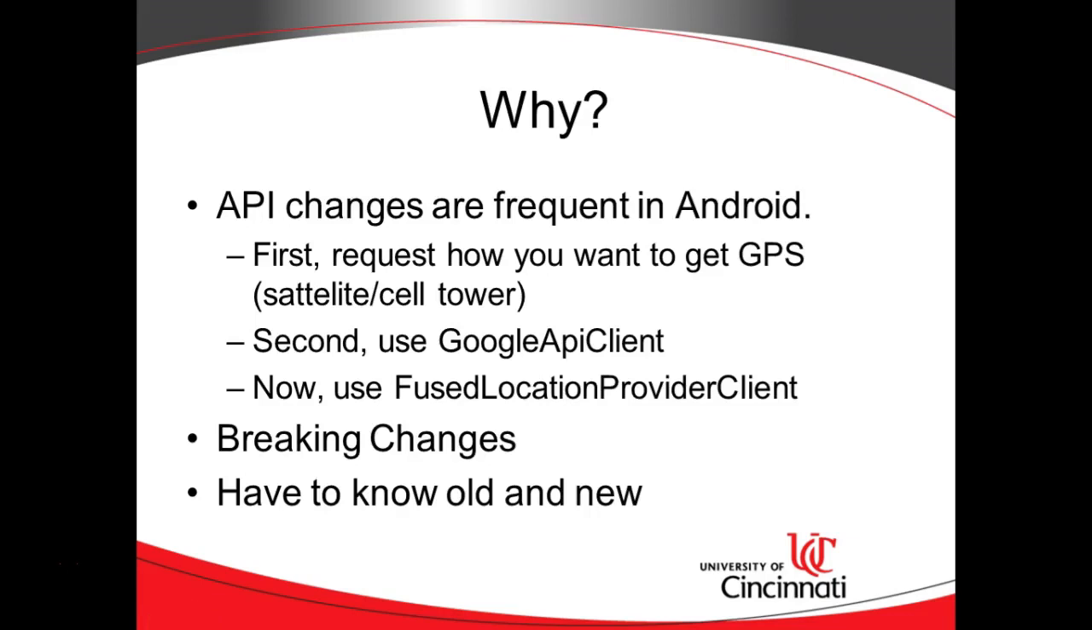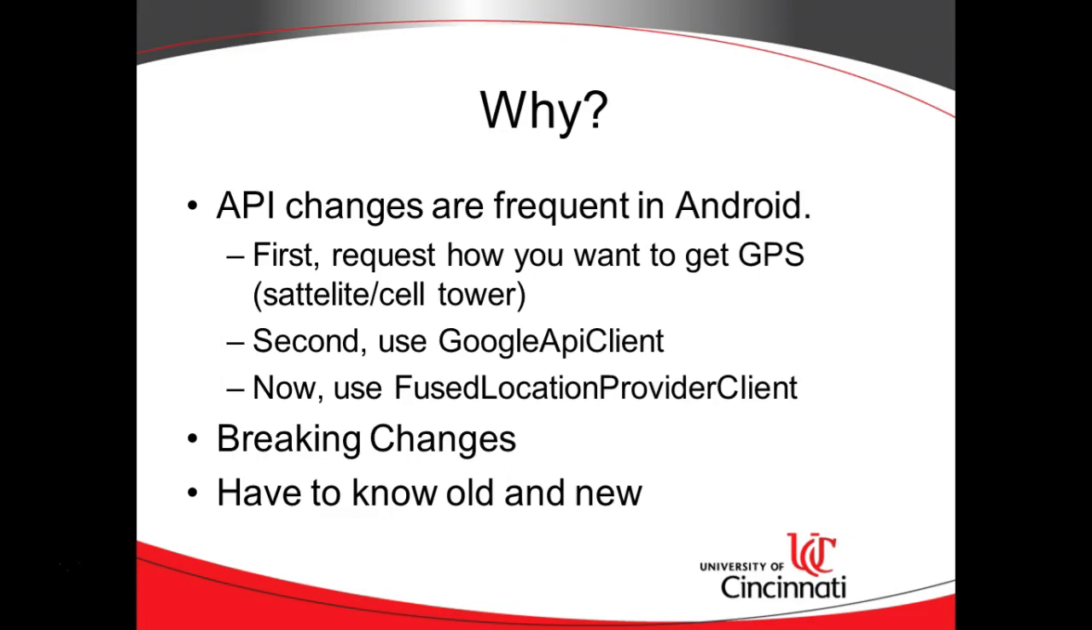So why? API changes are fairly frequent in Android, and the location services is a good example of that. I remember very long ago we had to request how we wanted to get our GPS, whether we wanted to use GPS satellites or cell tower triangulation. There were all kinds of different things we had to do around accuracy and speed and things like that. A fairly manual process, but fairly straightforward. After that, they came out with a new release called Google API Client, and then around that time also a new permissions model.